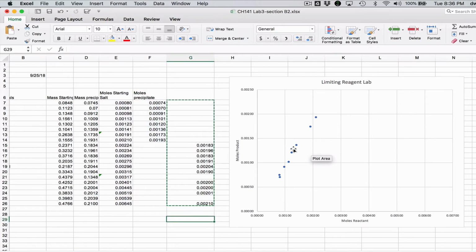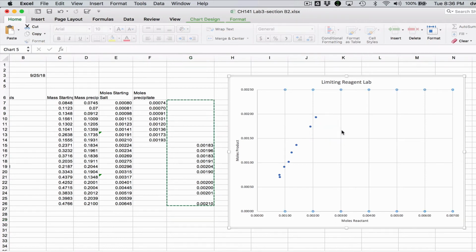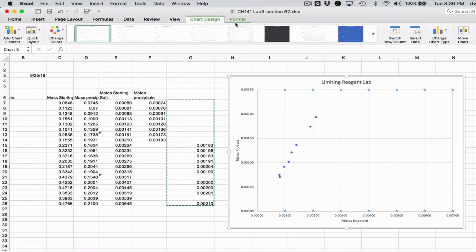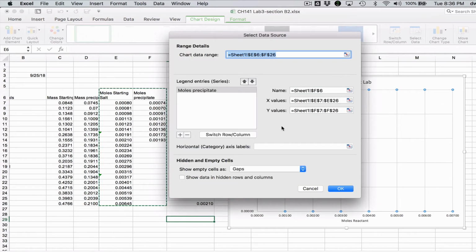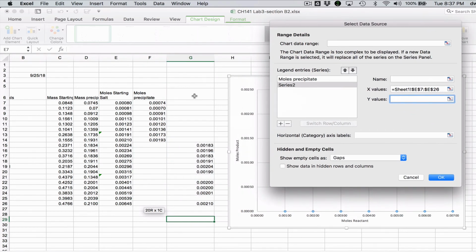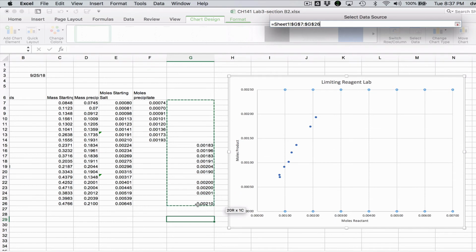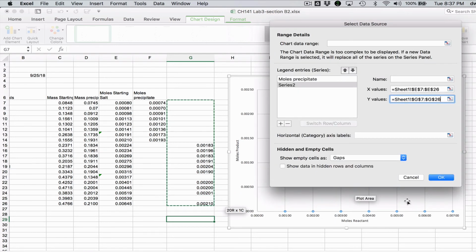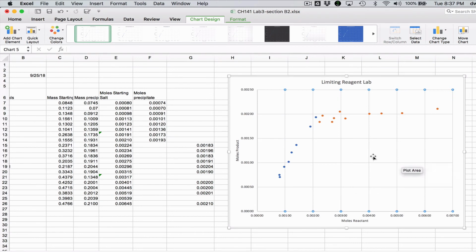So to add my second data set, I am now going to go to my Chart Design, Select Data, hit plus. My X values are going to be the whole column. My Y values are going to be the whole column. And now I'm going to hit OK. And now you notice I've got blue dots for the left side, yellow dots for the right side.